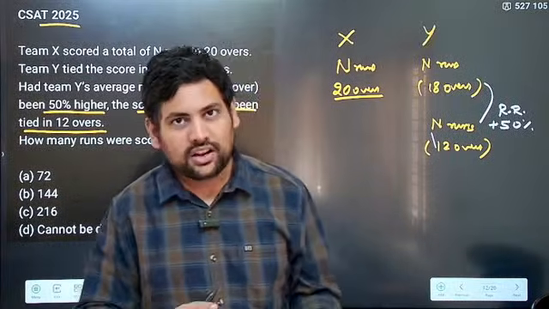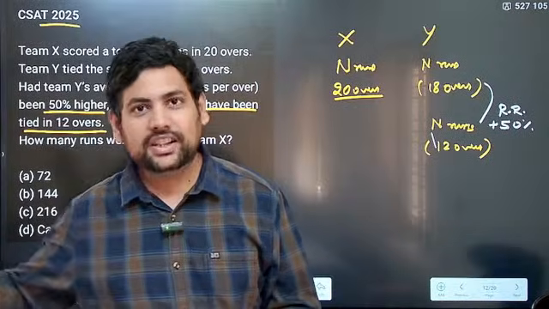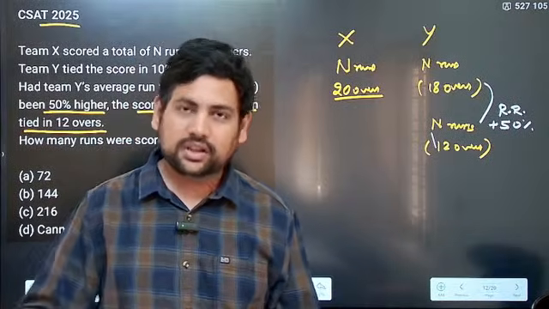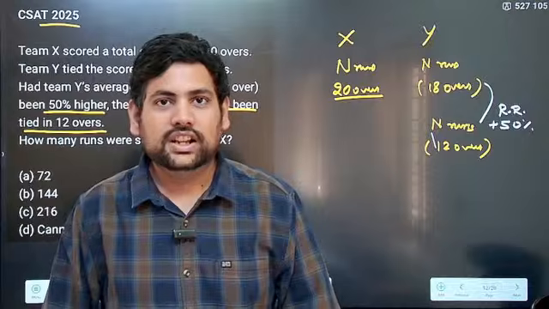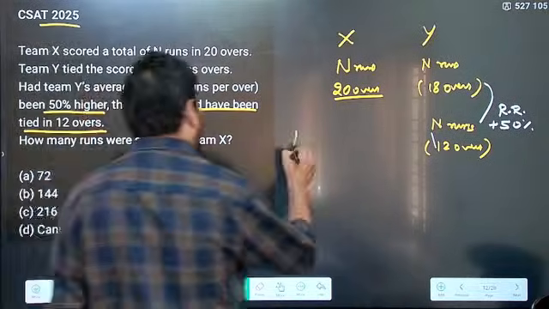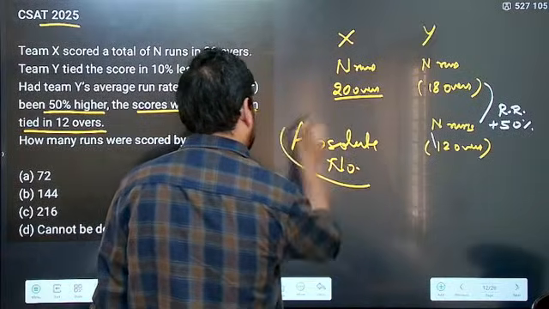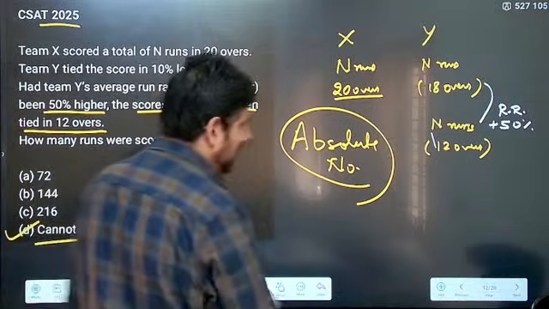Australia may have scored, it may be a T20 match, Australia may have scored 200, it may be a one-day match, so Australia may have scored 400. We don't know anything. Correct? So 200, 400, 500, whatever runs. So basically, you don't have any absolute numbers, and that is why the answer is very clearly cannot be determined.